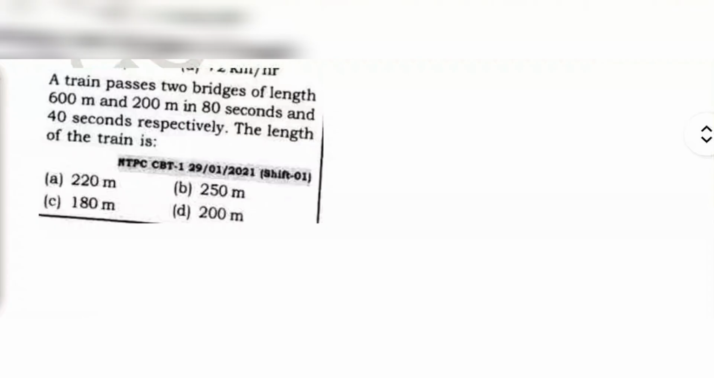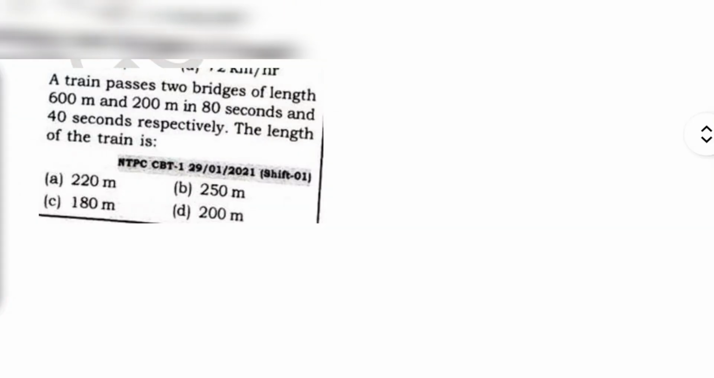A train passes two bridges of length 600 meters and 200 meters in 80 seconds and 40 seconds respectively. The length of the train? Okay, we have to find the length of the train, and we know that the speed will be the same.